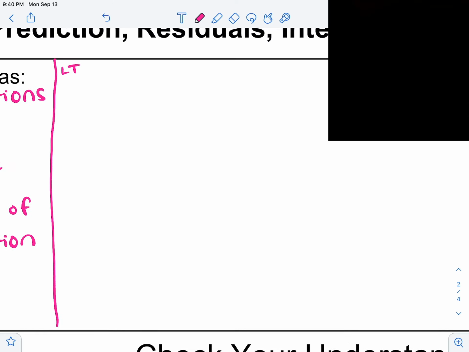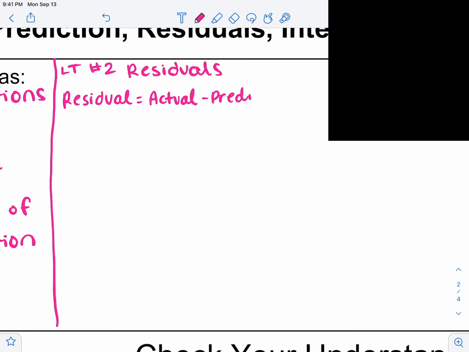Learning target number 2. This one is about residuals. So for residuals, our equation is the residual equals actual minus predicted. So AP, remember AP stats. Another way that you could write it is just a very simple abbreviation, R equals A minus P, or RAP. So you could also remember this by thinking RAP.